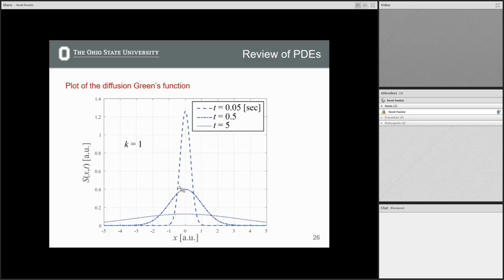Here's the general form of the Green's function for the diffusion equation. Now, the Green's function is different depending on what type of partial differential equation you're looking at. Unlike the ODE case, where they're basically all the same, PDEs are not so simple.